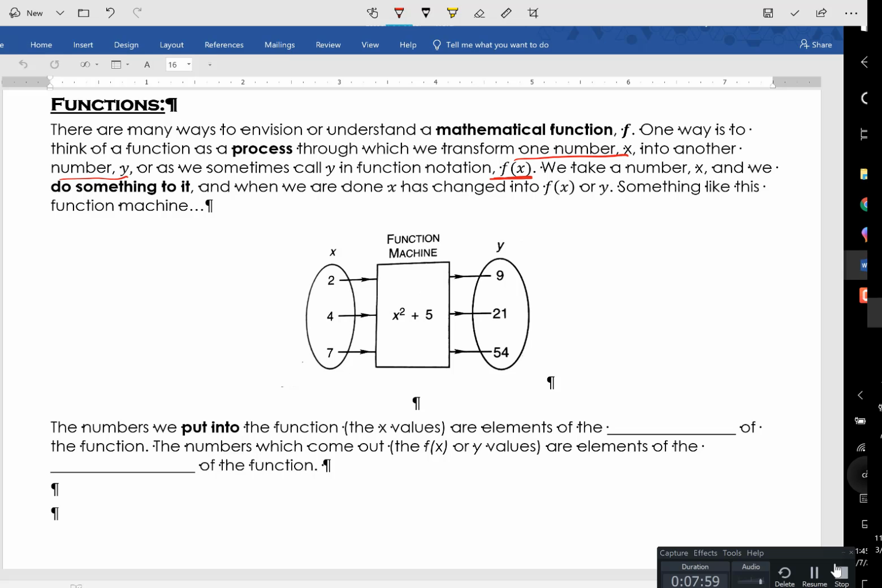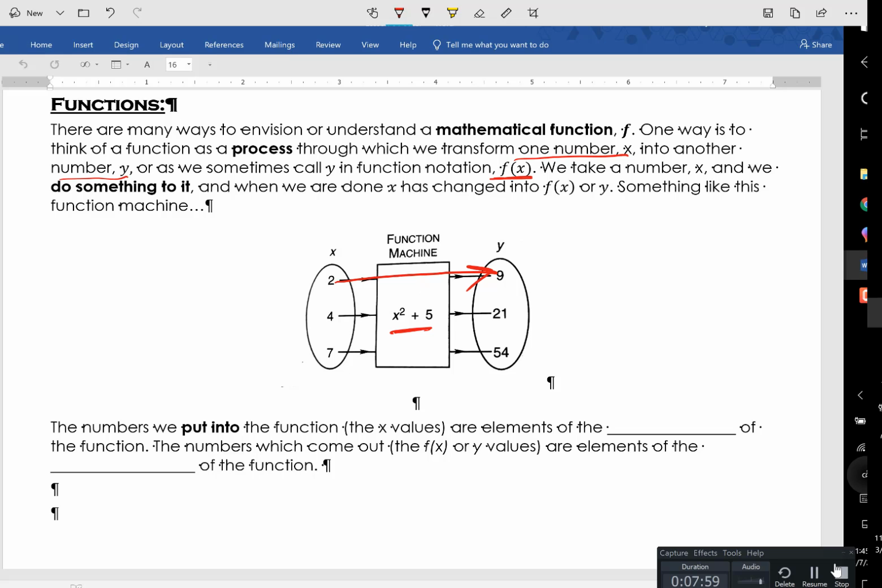We take a number x and we do something to it. And when we're done, x has changed into another number, which we call f of x or y. All right, so you can kind of think of it as a machine that does something to numbers. So this function machine takes a number and then squares it and then adds 5 to it. So if you put 2 into the machine, you'll get 4 plus 5 or 9. So 2 is mapped to 9. 2 is a member of the domain, 9 is a member of the range.